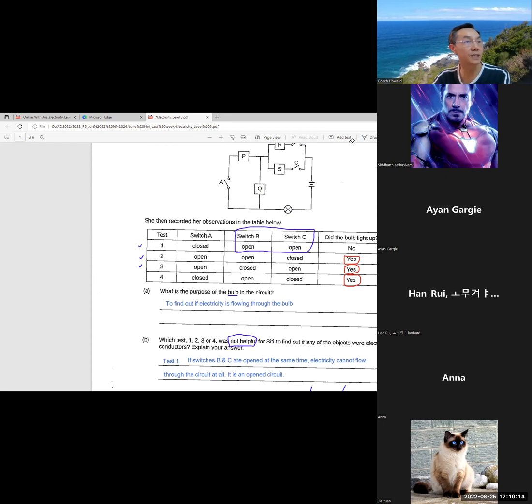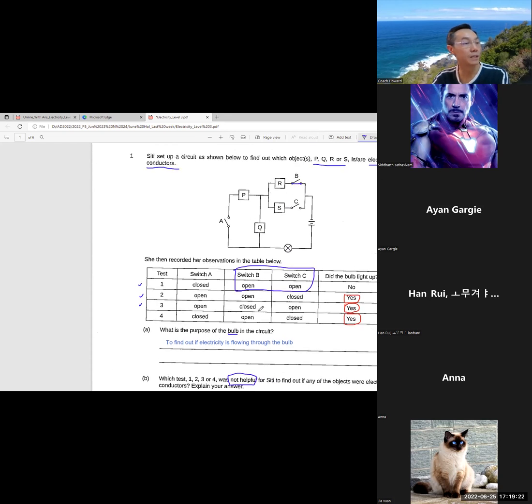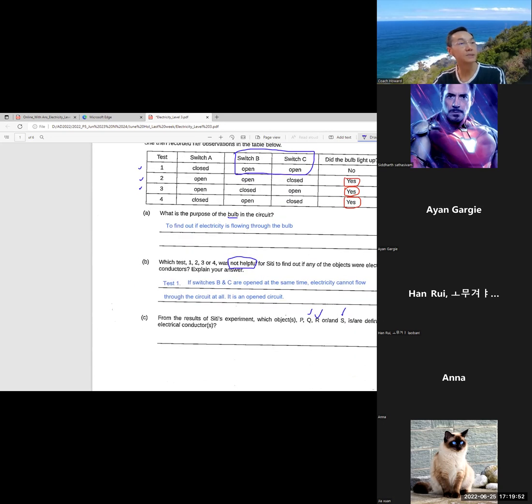Now you see test 3. Test 3, A open, B closed, C open. So yes, the bulb also lights up. The current goes through here, through here. Again, Q is also involved, so Q is already taken. But now can you see R must be an electrical conductor because it flows, because you close B. So R again is an electrical conductor.